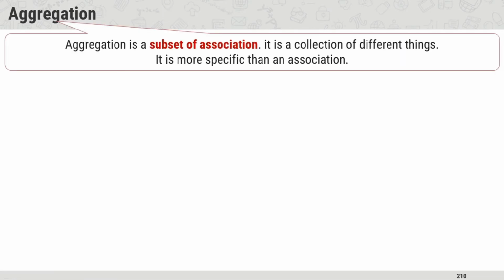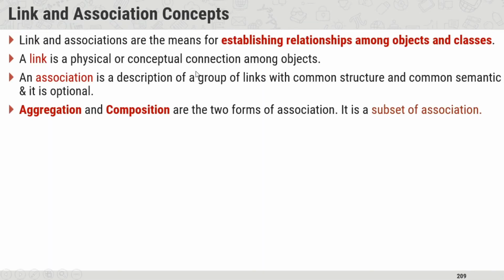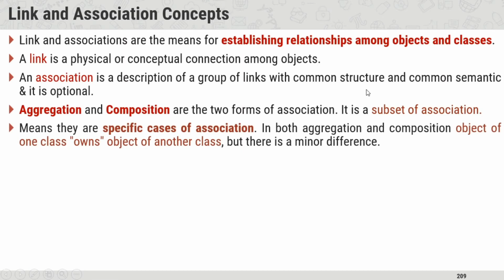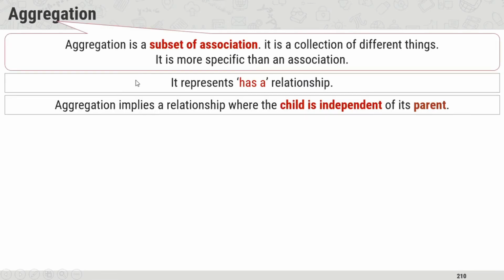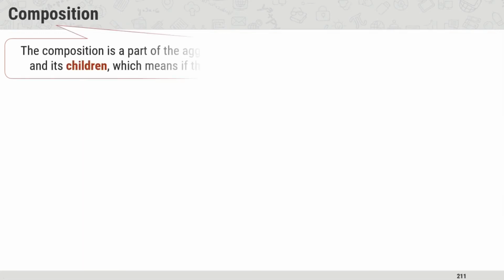So there are different kinds of things in your class diagram. You have links and associations for establishing relationships among objects and classes. You have aggregations and compositions. Aggregation is a subset of association. It is a collection of different things. It is more specific than an association. It represents a has-a relationship.